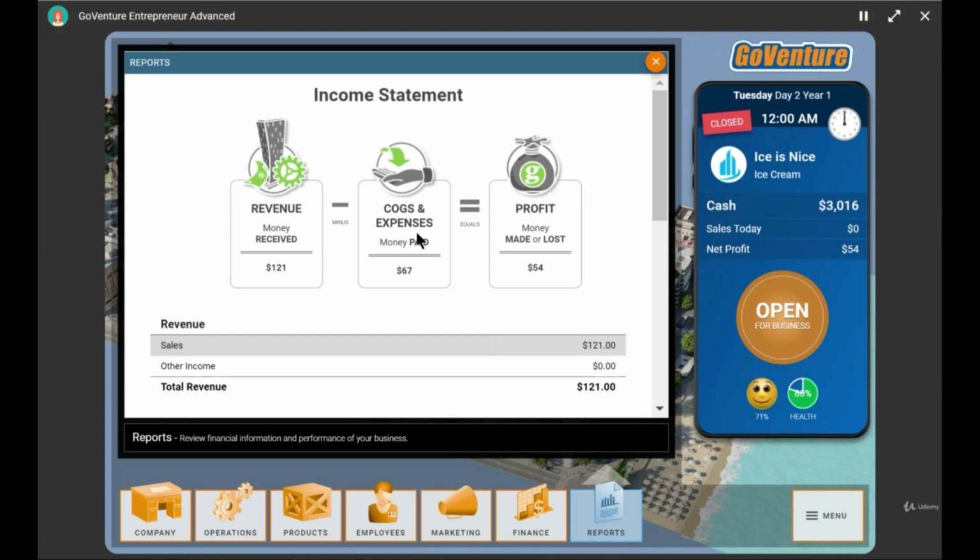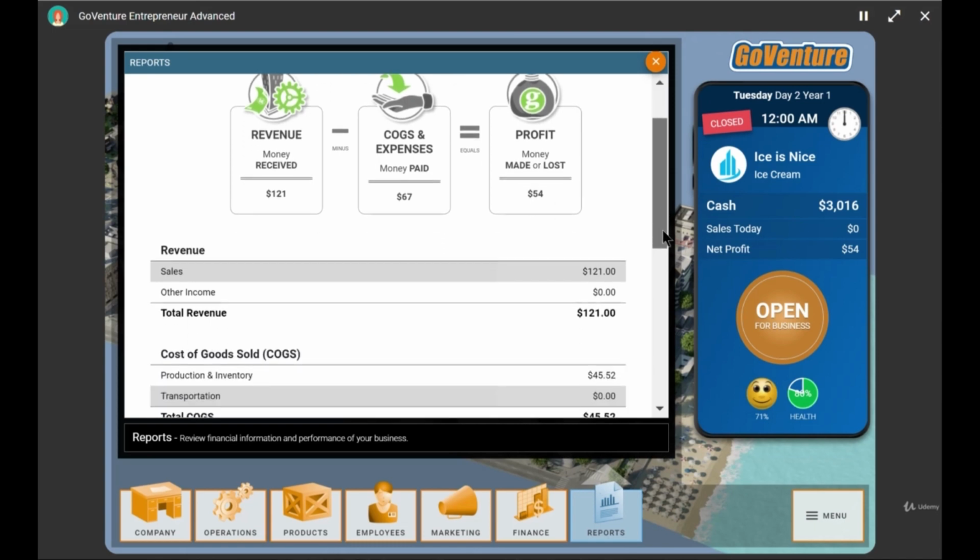That's money you're paying out to create and deliver your products to customers. And the result is profit. That's money made or lost. And we can see based on our current numbers, we had 121 in revenue, 67 in cost of goods and expenses, and that resulted in a net profit, that's a good, of $54 today.